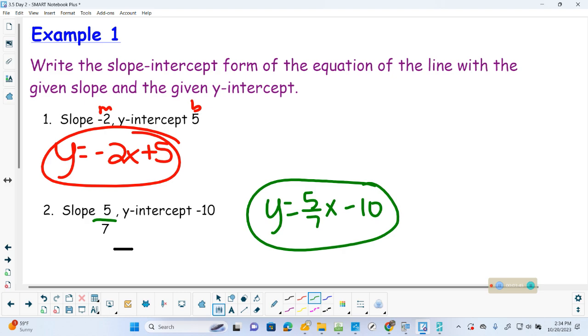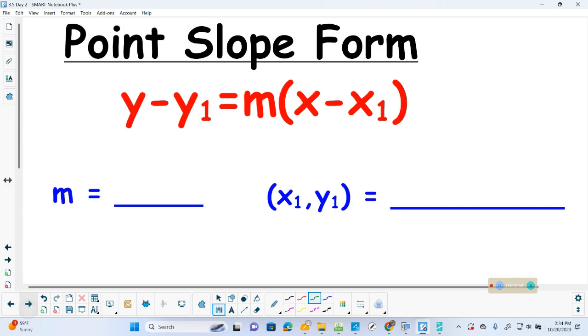So obviously we're not going to spend a lot of time on these types of problems because clearly they're very simple. What happens to us sometimes is they don't give you the y-intercept. So that is this formula. So you need to fill in this point slope form on your note sheet.